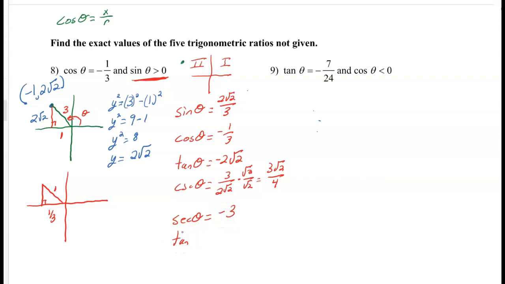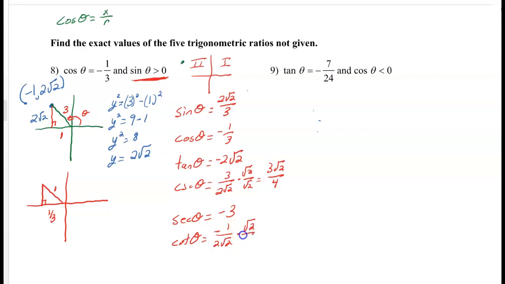And the cotangent of theta is the reciprocal of tangent. So the reciprocal is going to be, write this down, it's going to be 1 over negative 1 over 2 root 2.